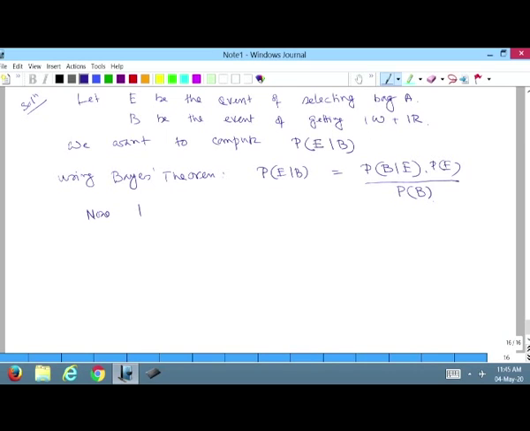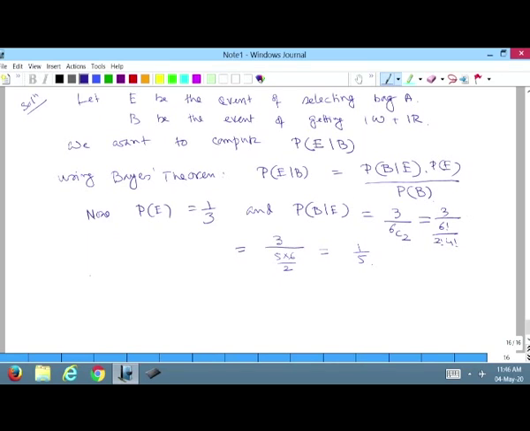Now, the probability of E is equal to 1 by 3 and the probability of B given E, that is selecting 1 red and 1 white ball out of bag A, is equal to 3 upon 6C2, which is 3 upon 6 factorial upon 2 factorial 4 factorial, which is 3 upon (5 into 6 by 2), which is 1 upon 5.